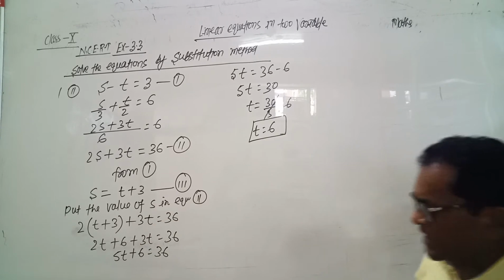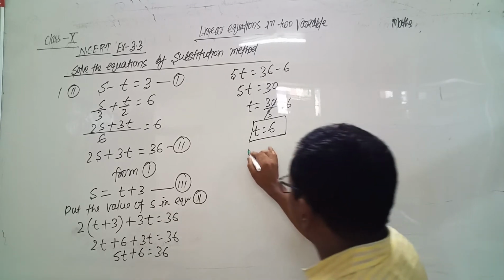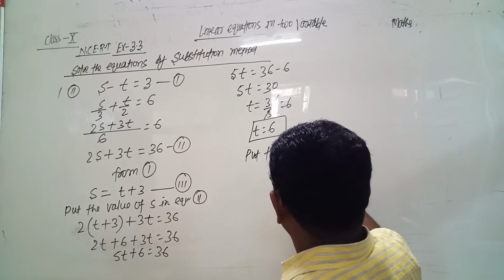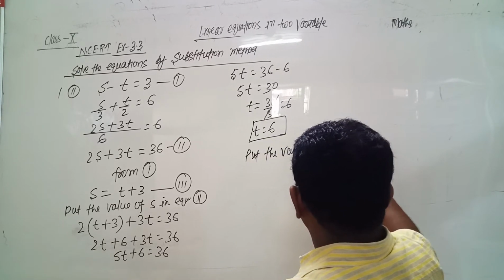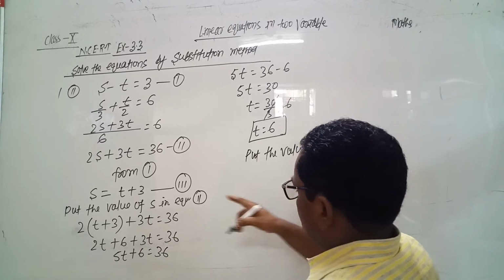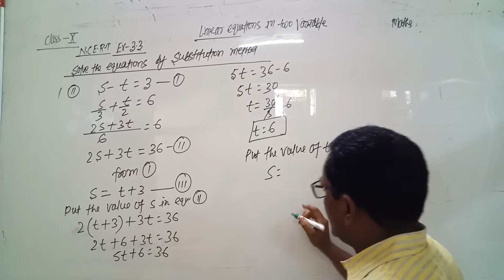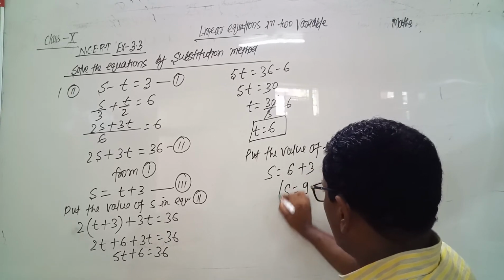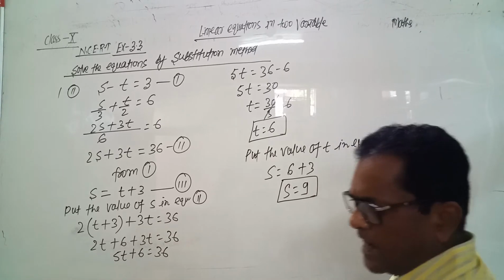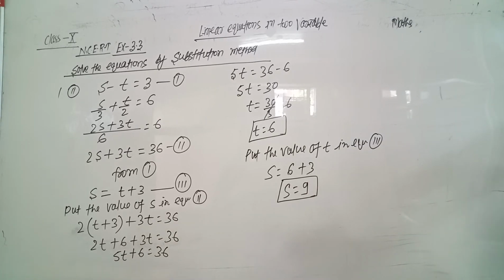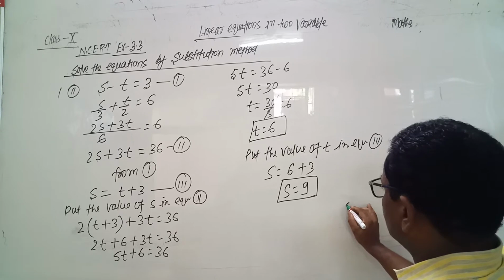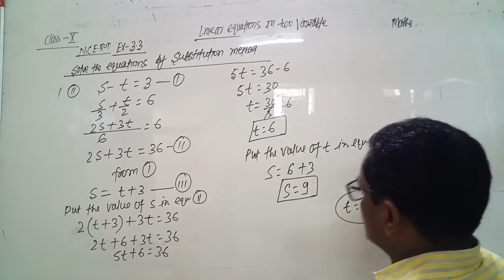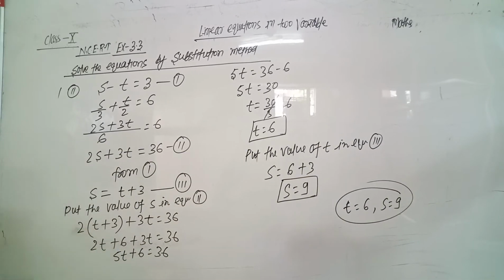Now put the value of t in equation number 3. So s equals t plus 3, and the value of t is 6. So s equals 6 plus 3, and we get the value of s equals 9. So these are the two solutions of the equation. The final answer is t equals 6 and s equals 9.